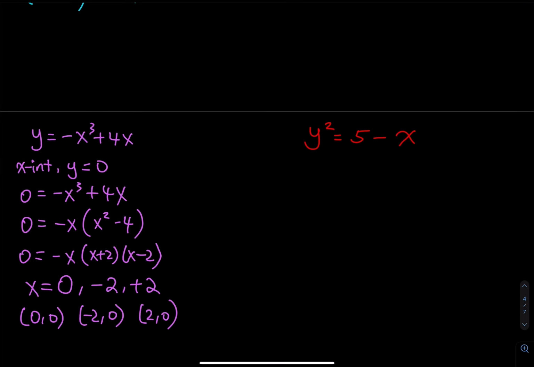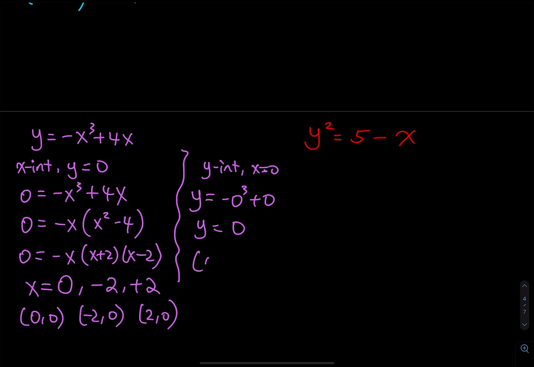And then how about the y-intercept? For the y-intercept, we let x equal 0, which is very easy. So we have y equals -0 to the third plus 0, right? So y equals 0, and the origin (0, 0) is both the x- and the y-intercept.